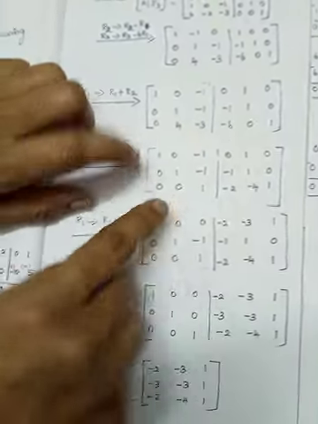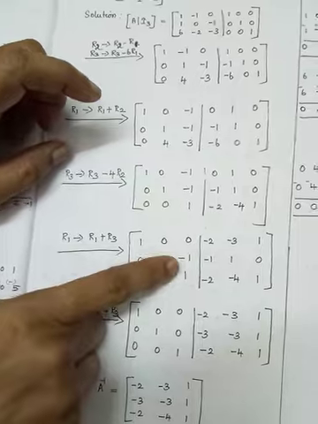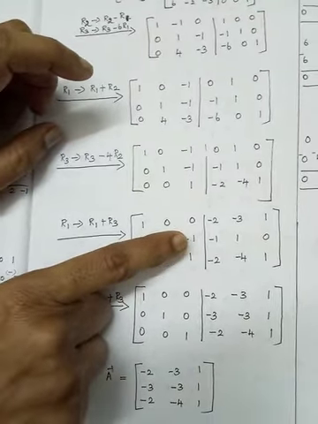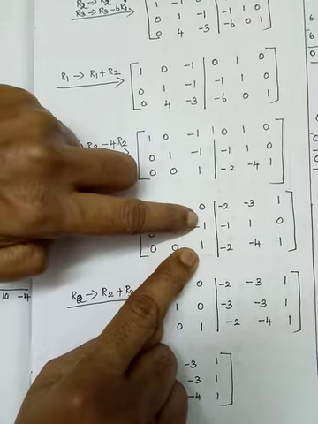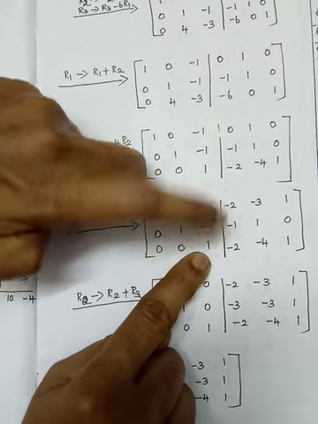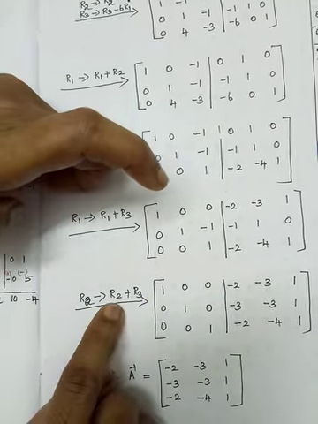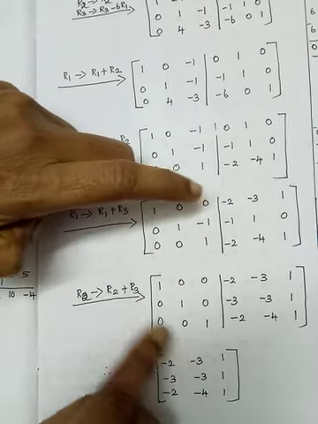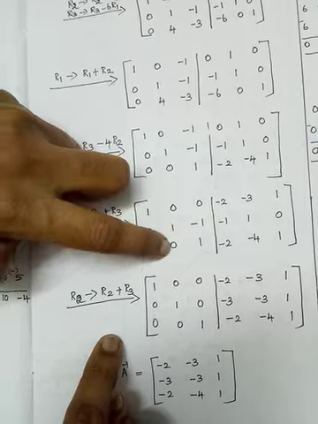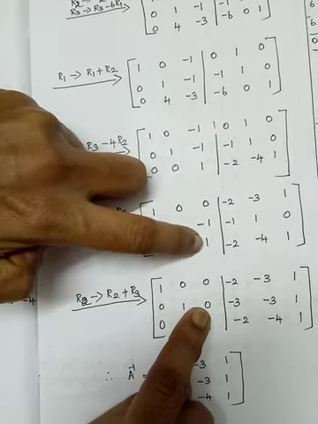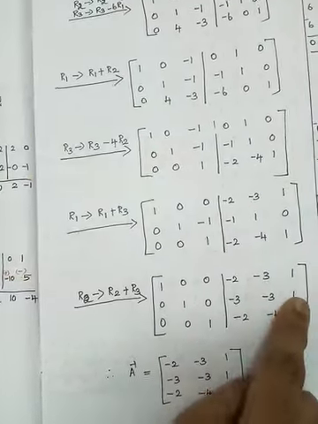Okay. So next what you have to do? We have to make this element 0. This also has to be done with R3. Look at this: minus 1, and here you are having plus 1. When you add, it will become 0. So R2 implies R2 plus R3. Here R2 plus R3: 0 plus 0 is 0, 1 plus 0 is 1, and minus 1 plus 1 is 0. The same way has to be done here also.